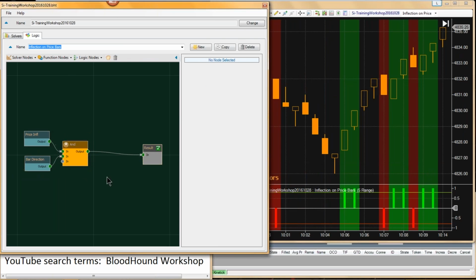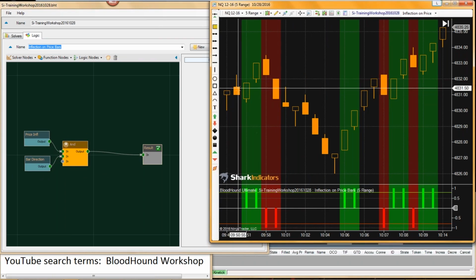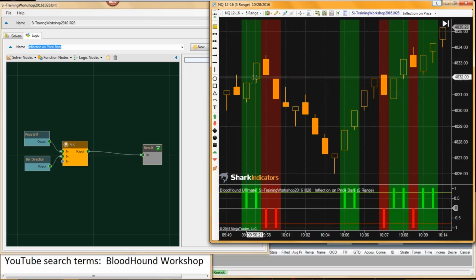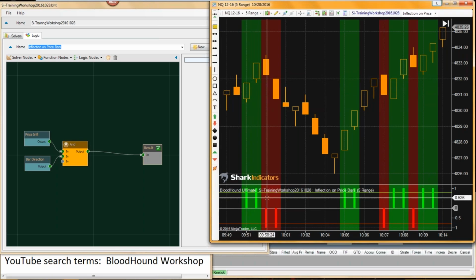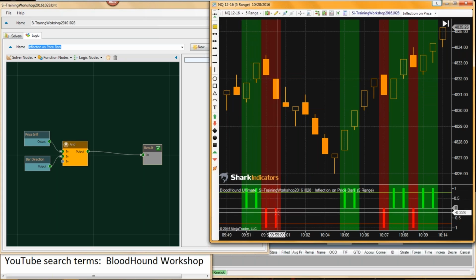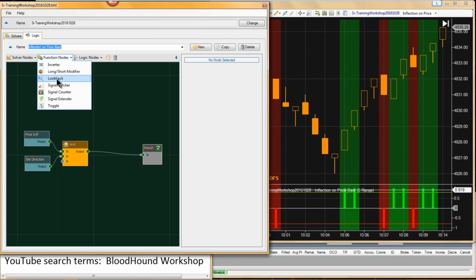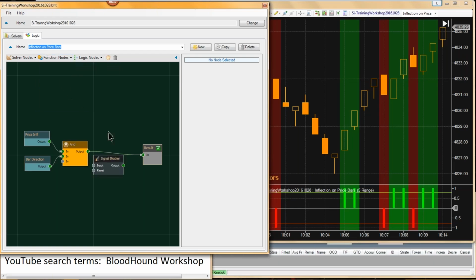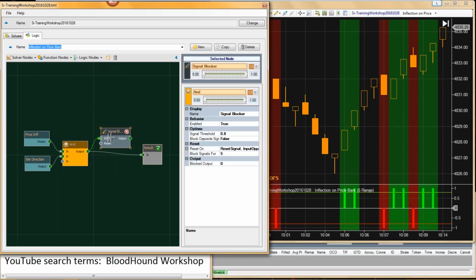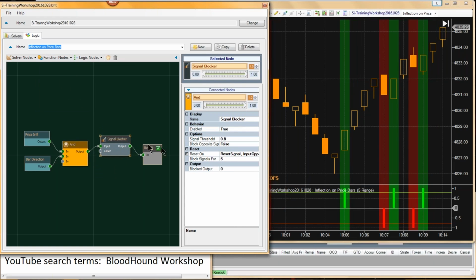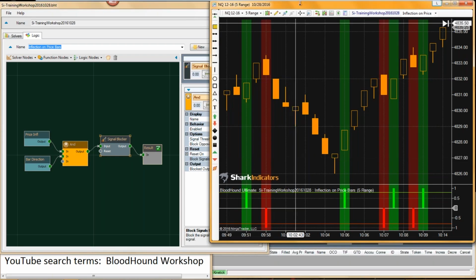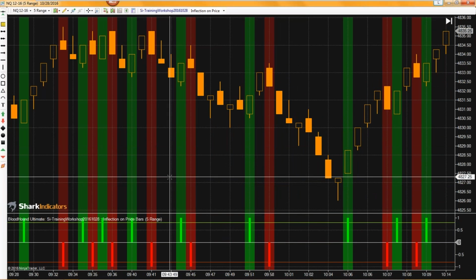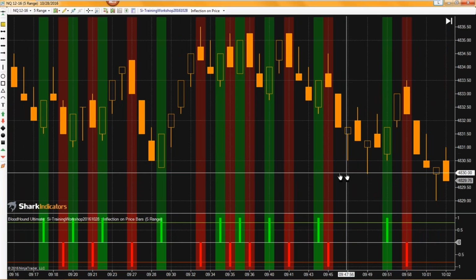And then we'll need another cleanup here. Right now some of our bar reversals have 2 outputs. If you want to clean that up and get it back down to 1 output, what we'll do is use, not a look back, a signal blocker. Let's grab a signal blocker, and we can set our block signals down to 2, like so. And there we go, that cleans up all the double signals.